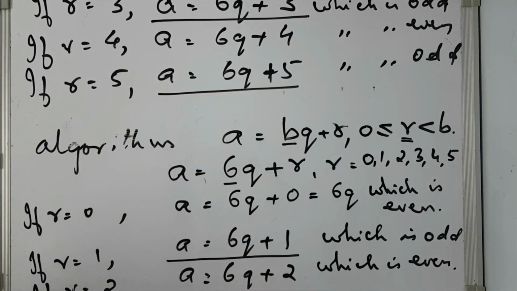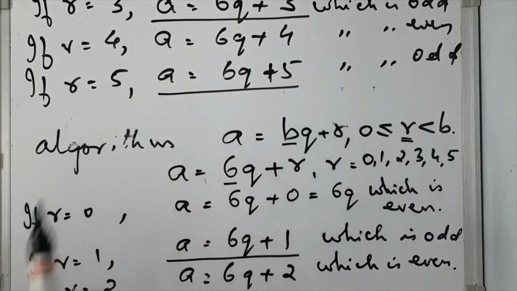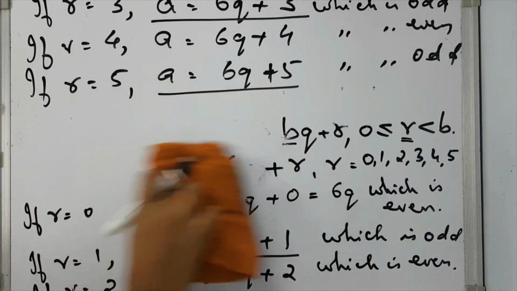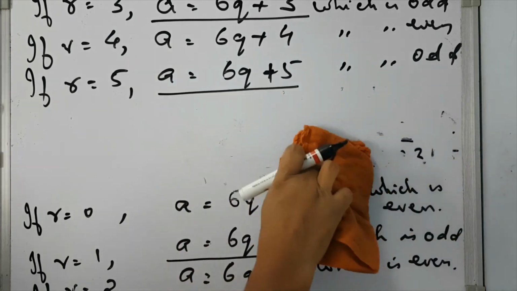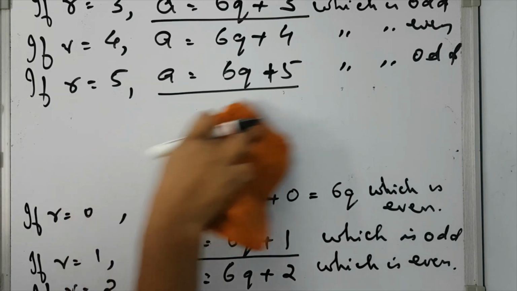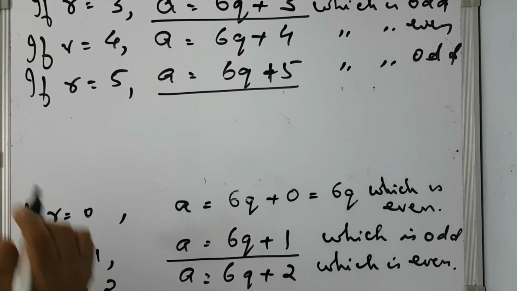Thus, any positive odd integer is of the form 6q plus 1, 6q plus 3 and 6q plus 5. So we can write thus. If we are taking b as 6, you may think why we took b as 6. Because it's given in that form. If it had been given in the 2q form, we would have taken b as 2. You can see in example 2 and example 3.